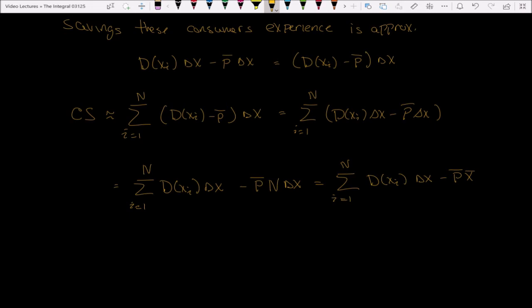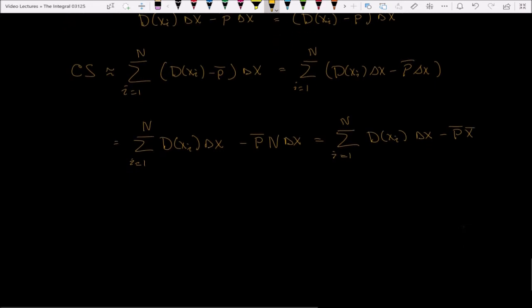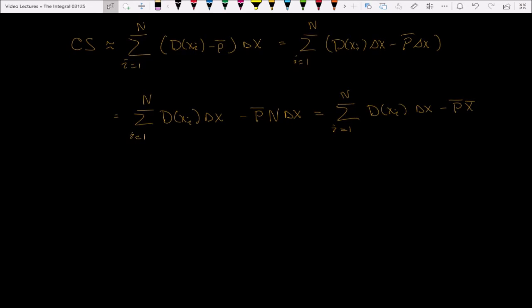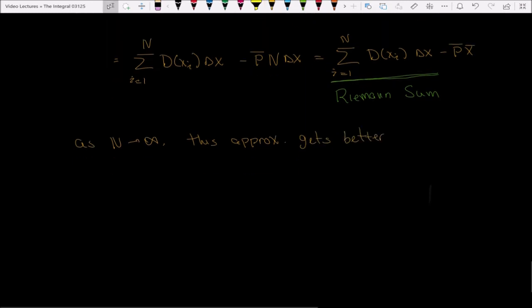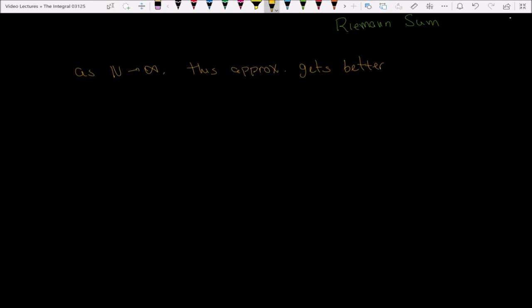Now, as n approaches infinity, this becomes a much better approximation. Also, again, recognize that this term right here is a Riemann sum. So as n approaches infinity, this approximation gets better, and we will wind up with this result.